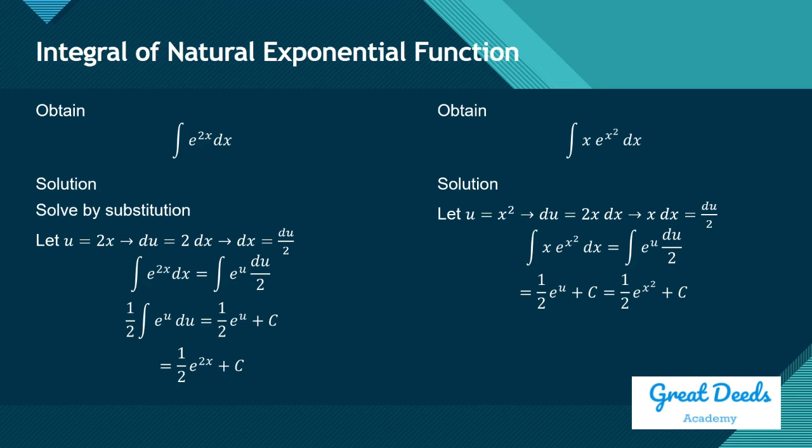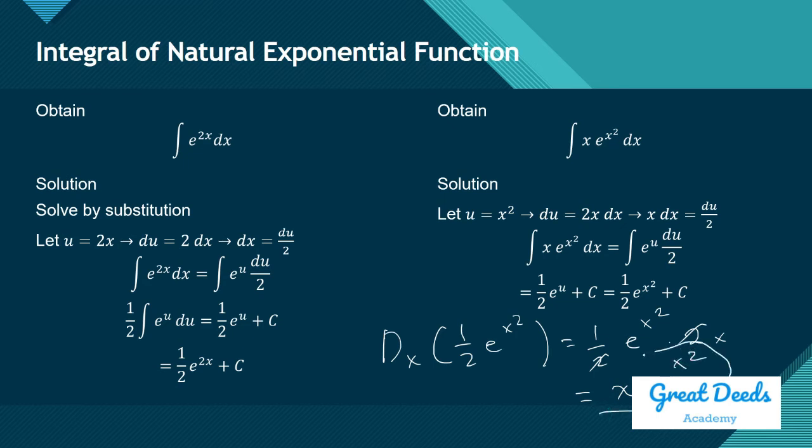Now, do you want to check if your answer is correct? All you have to do is get the derivative of 1/2 times e to the x squared with respect to x. Again, chain rule, 1/2 times e to the x squared times 2x. 2 divided by 2 is 1. And so this is x times e raised to x squared. Okay, and look at that.